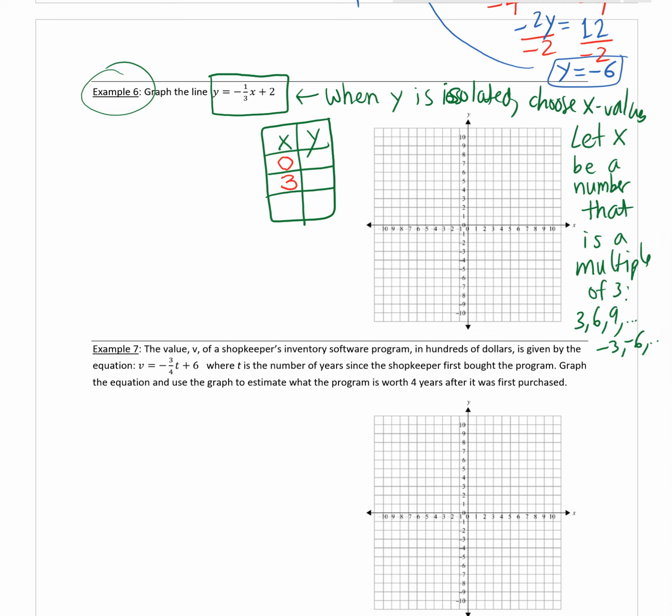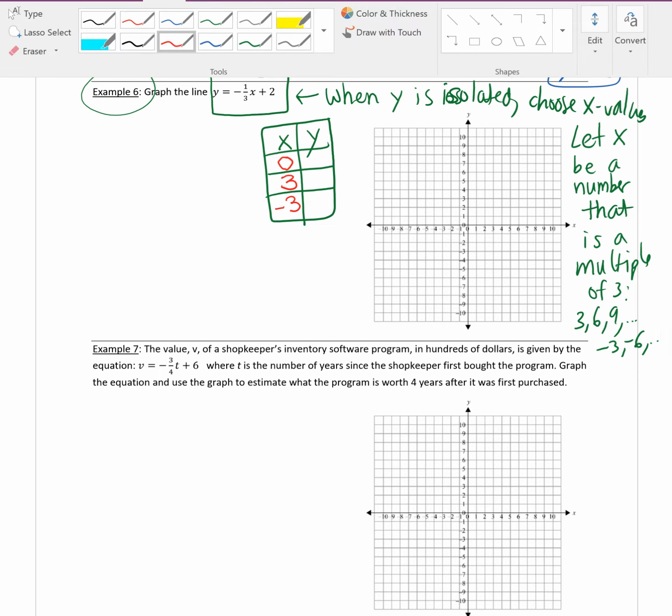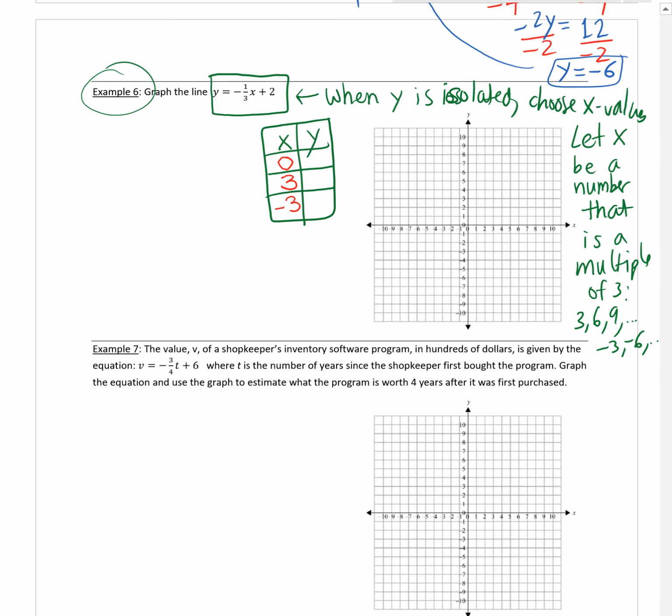And I need one more. You could choose 6 or 9. I'm going to choose negative 3. I think staying sort of close to 0 is good. If you choose a large number, your y value might be too large and it might be far off the graph or something. Alright, so I think those are good ones.